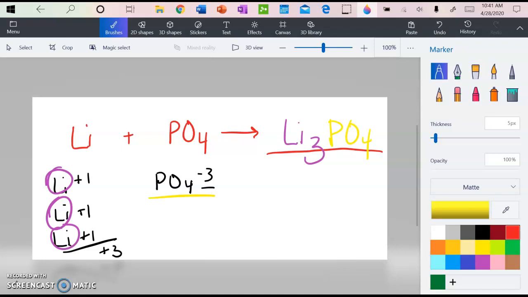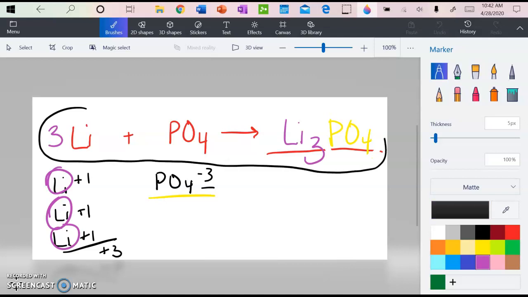So now all I have to do is balance them. I'm going to look at this as a whole. So I have one PO4 and one PO4, so those are balanced. And now I have 3 lithium on the right, but only 1 on the left. So I'm going to put a 3 out front, and this is going to give us our balanced chemical equation.